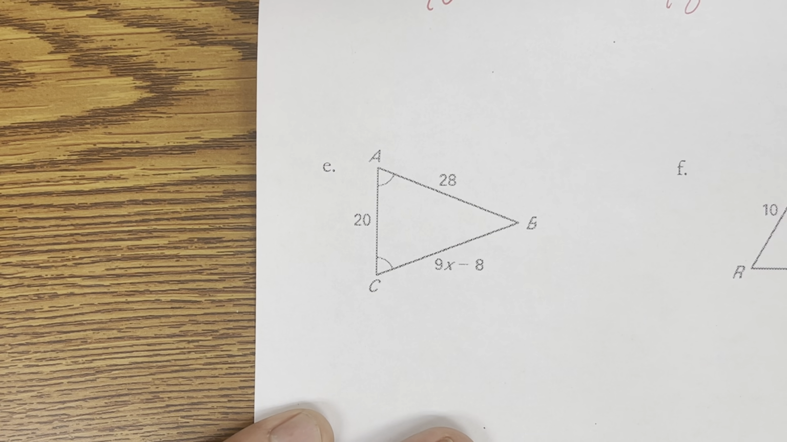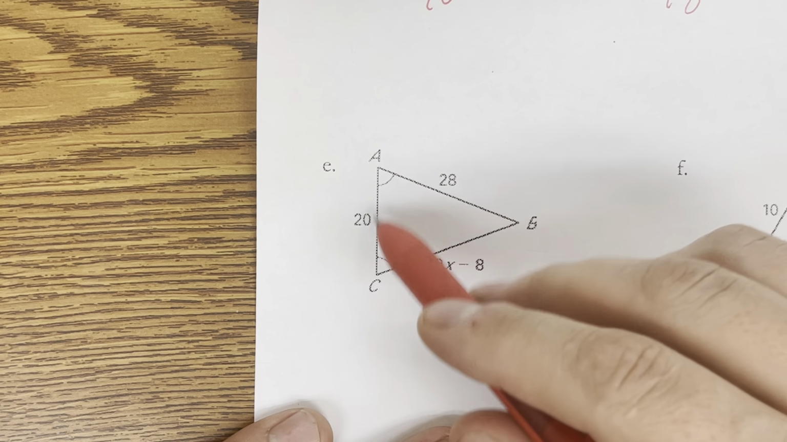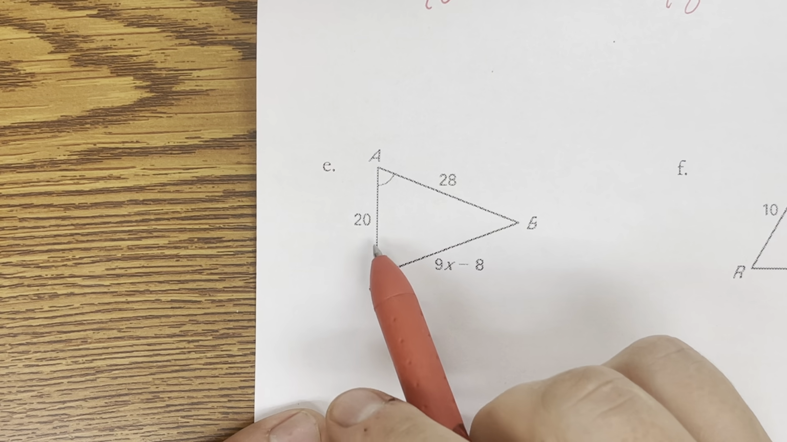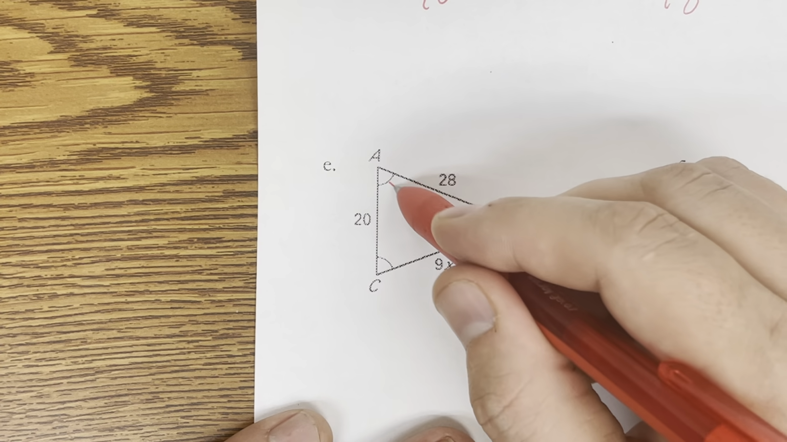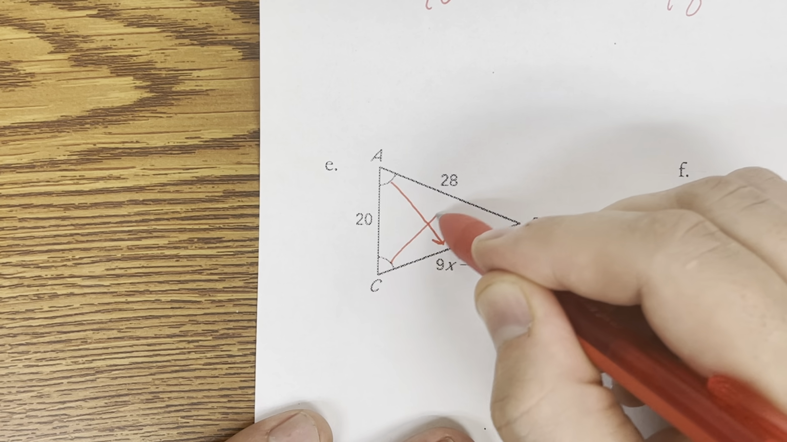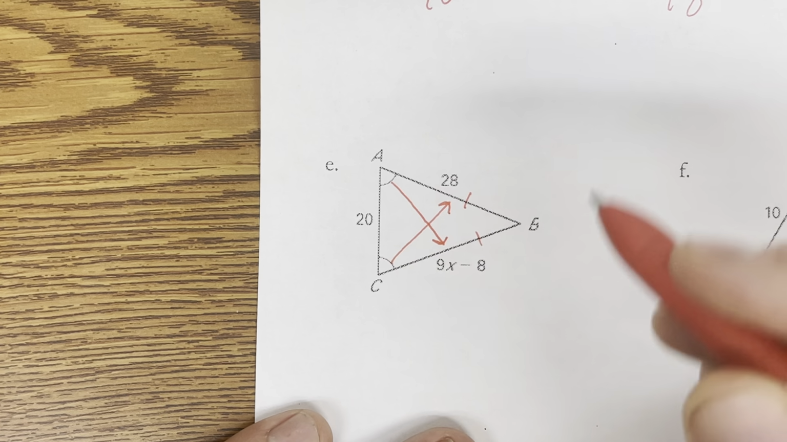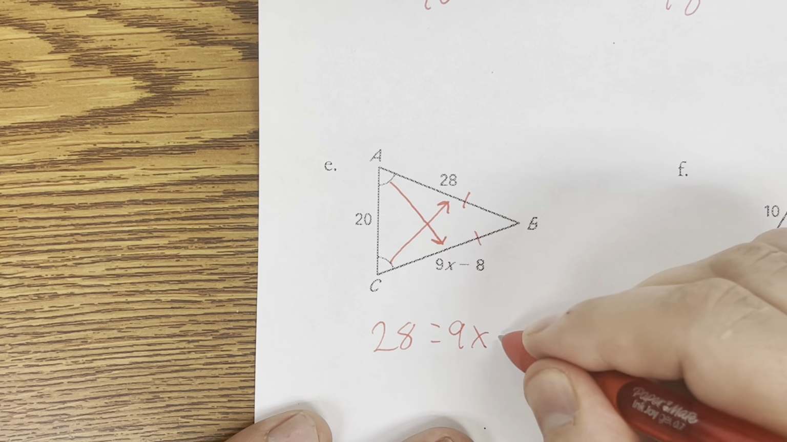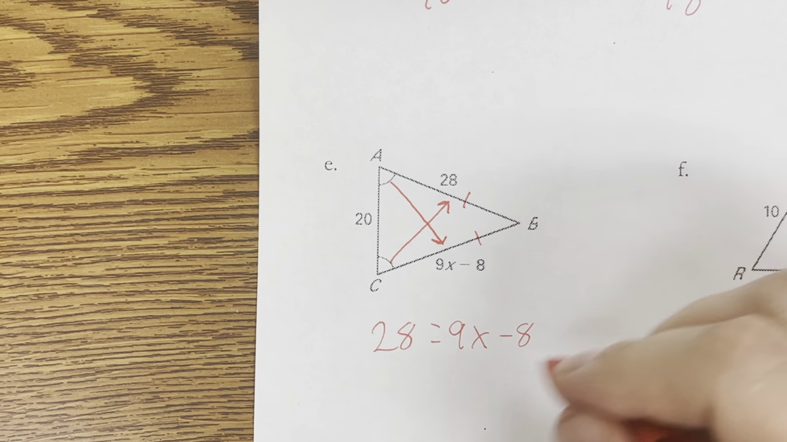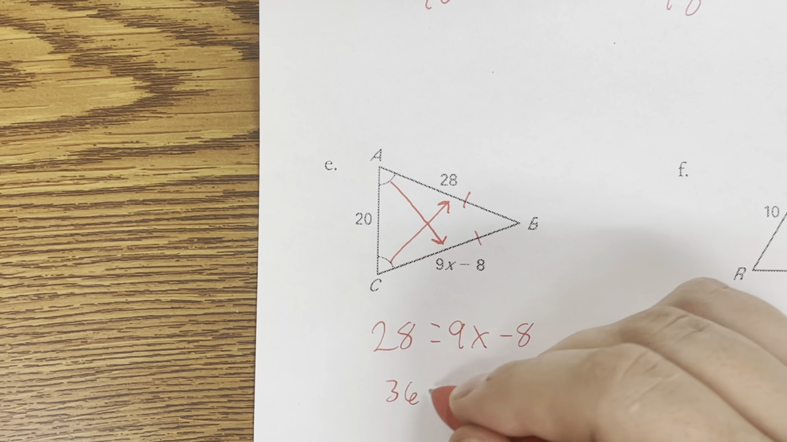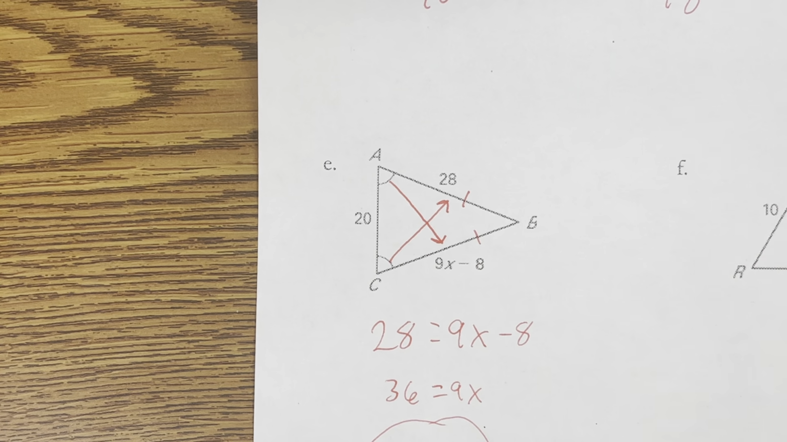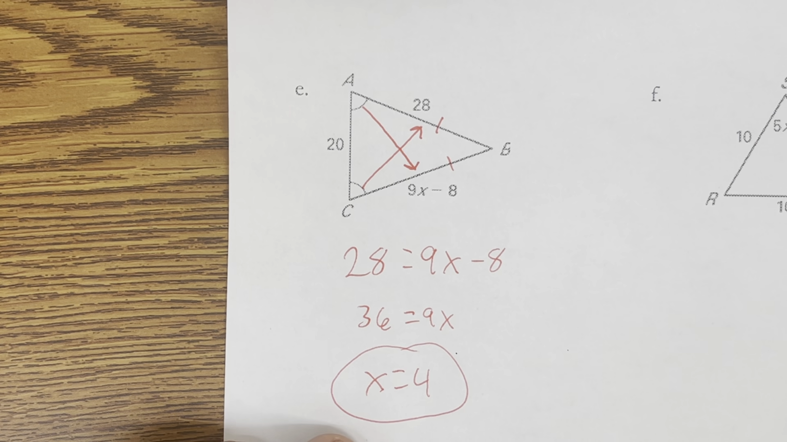Okay, next one. Two congruent angles, so we have two congruent sides. Now, careful which sides are congruent. Opposite and opposite. So these two sides are congruent. So I'd have to say 28 is equal to 9x minus 8. When we solve, add our 8, 36 equals 9x, x is equal to 4. X is equal to 4.